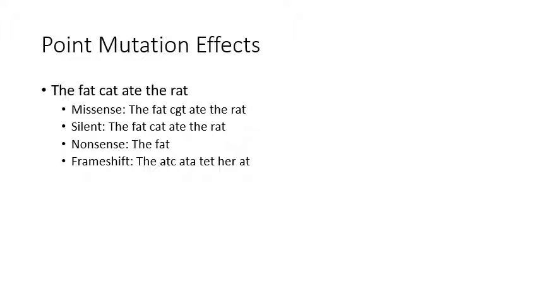If you had a nonsense mutation, you would introduce a stop codon, so the sentence would end up too short. So you would end up with just maybe the fat. And if you had a frameshift mutation, you're going to add a letter or delete a letter entirely, and that's going to have a drastic effect on the sentence. So you might get the tet, her, at, and it makes no sense at all.